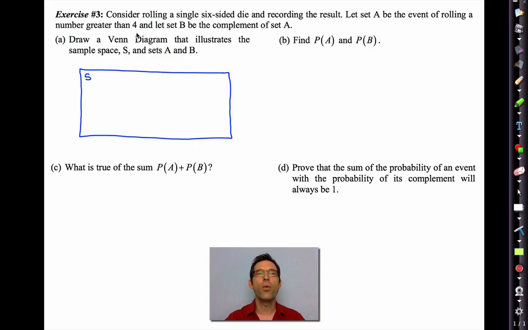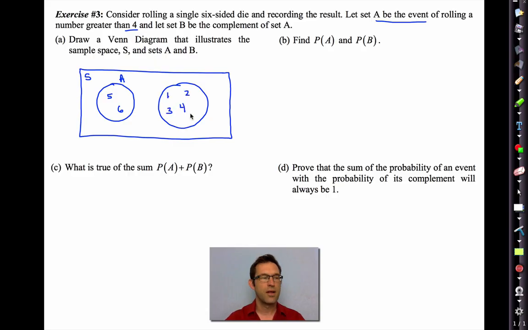But the only ones that are going to go in A are the event of rolling a number greater than 4, which will be 5 and 6. So that's set A, right? Set B is its complement, so it's got to contain everything else that's in the sample space. So there's no numbers hanging out here, right? Sorry, there are no numbers that are not in either A or B.